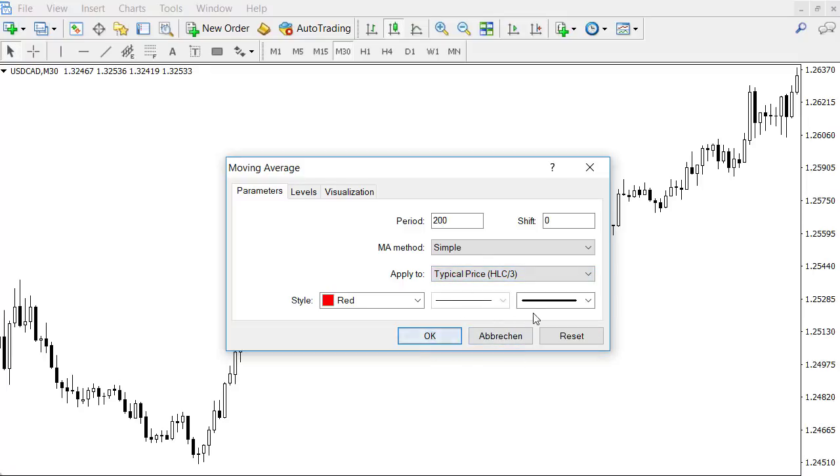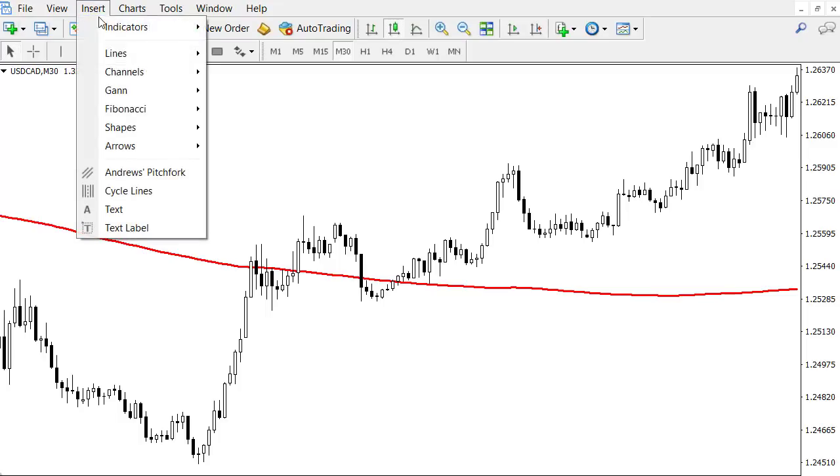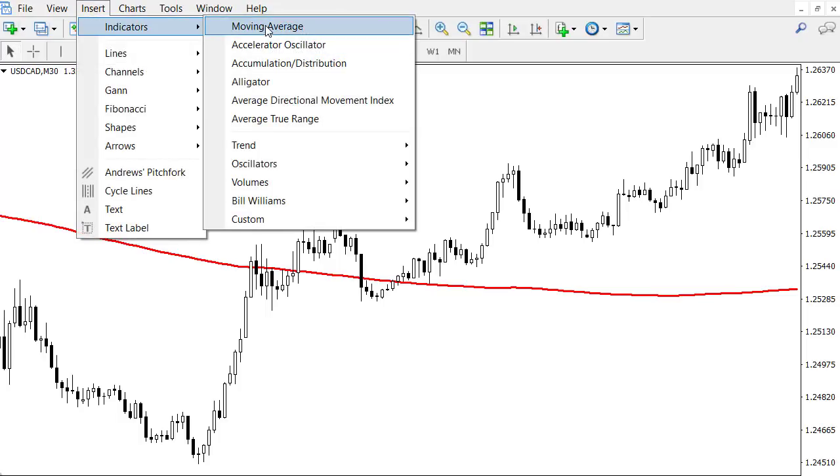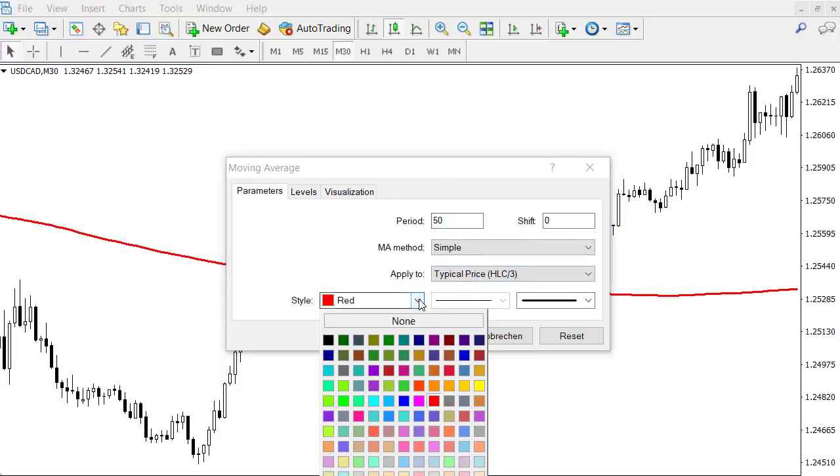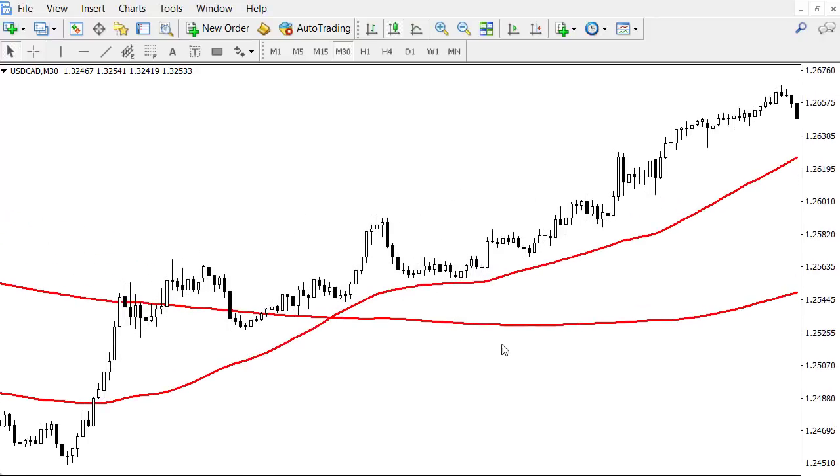So we have a first, and here you can adjust the thickness of the line. I like to use a little bit thicker lines. Then we add our second moving average. We do the same again, insert, indicators, moving average. Then here we enter now 50. We can apply the same. Maybe you can change the color, or we can even leave it as red. And now we have a second red line. So two moving averages.